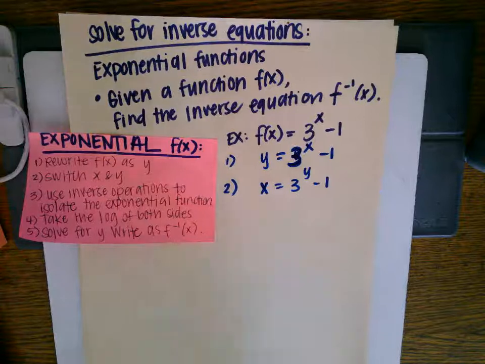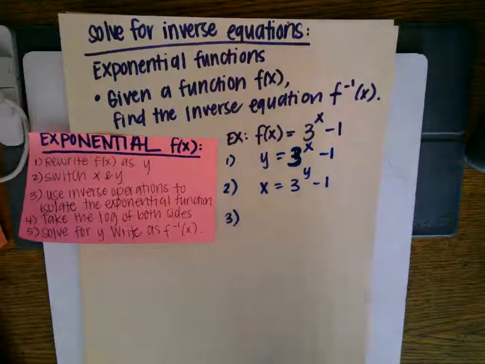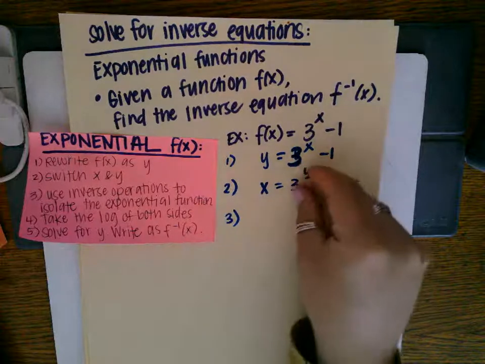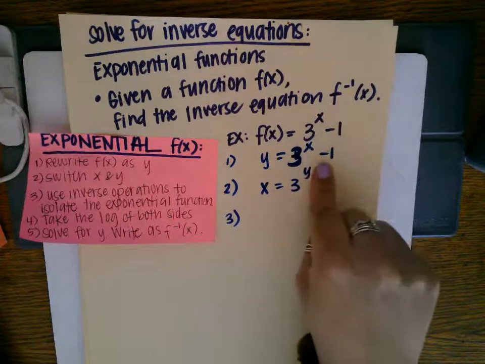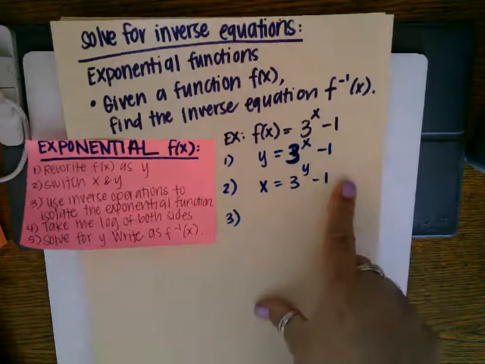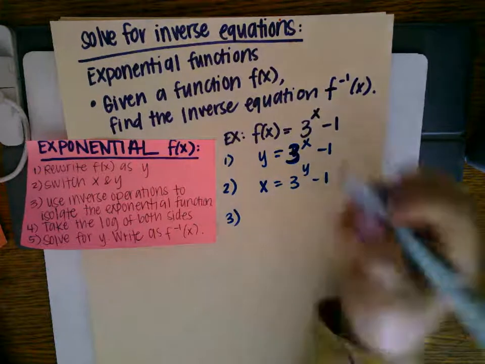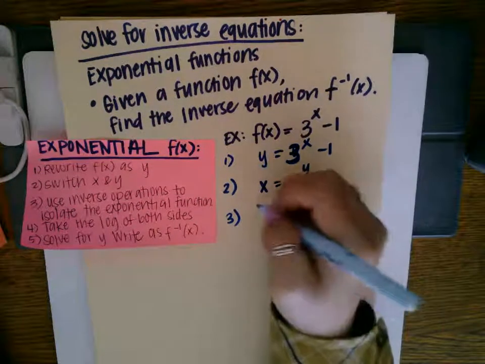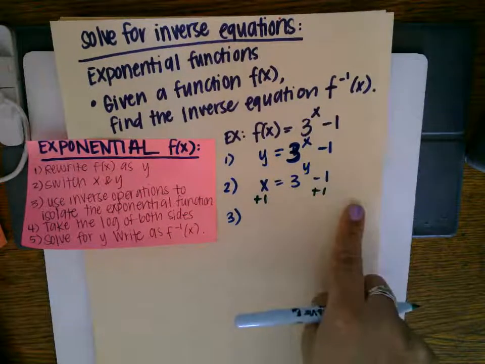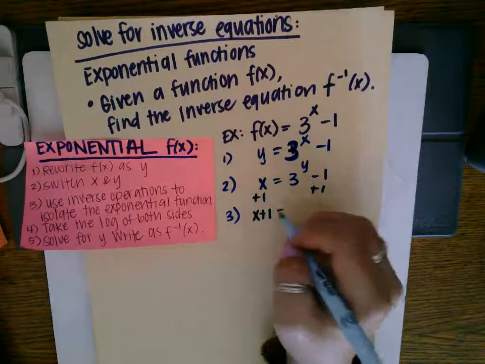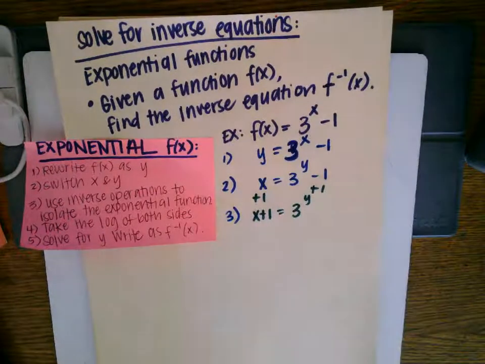Step 3 says to use inverse operations to isolate the exponential function, which means I want the exponential function by itself. I need to get rid of this minus 1. What inverse operation might I use? Well, I'm just going to add 1 to both sides. Whatever I do on the left side of an equal sign, I absolutely have to do to the right. I end up with x plus 1 equals 3 to the y.